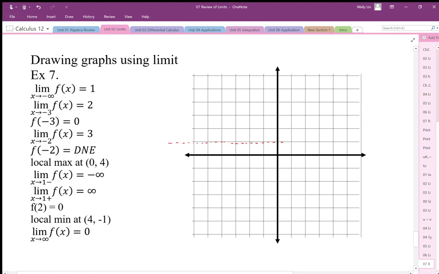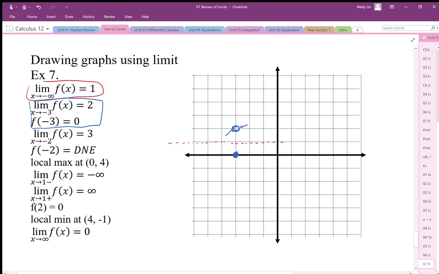As x approaches negative 3, we're going to have a value of 2. Okay, so it looks like that. Maybe I'll just color code this so that we can see where these pieces are coming from. As x approaches negative 3, we're going to have a value of 2. But the actual coordinate is going to be down here. But we know that it's approaching from both sides, so we know that it's going to flow through that point.